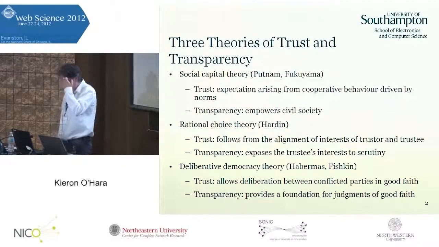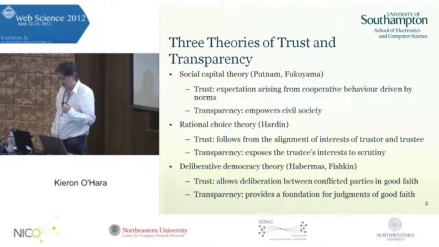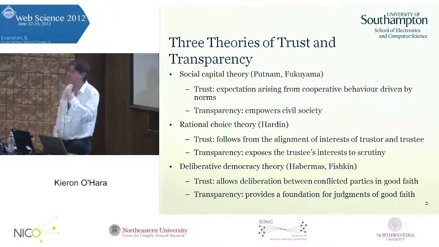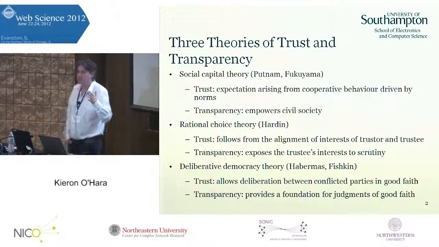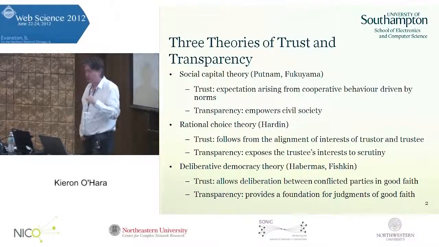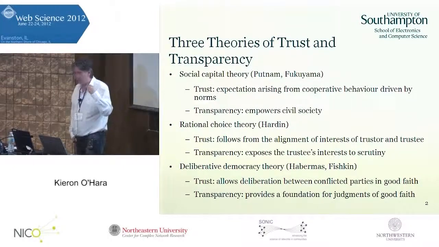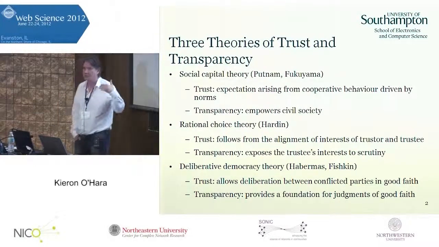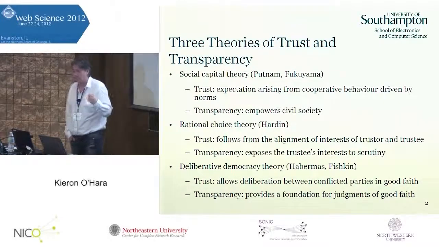The second theory I've been using is rational choice theory, and the work of Russell Hardin is very important here. So trust in that area follows from aligning the interests of the truster and the trustee. So in other words, the trustee works in the truster's interests for reasons that are grounded in the truster's interests, and that, according to Hardin, is when we get trust. And the role of transparency in that sort of scenario is that if the facts are transparent, then I can see what the trustee's interests are. This is why politicians have to publish all sorts of information about who's donating to their campaigns, so we can see where their interests lie.